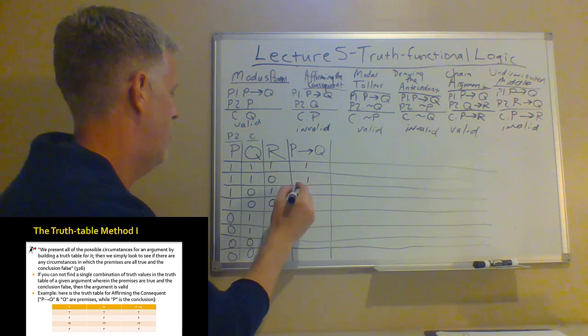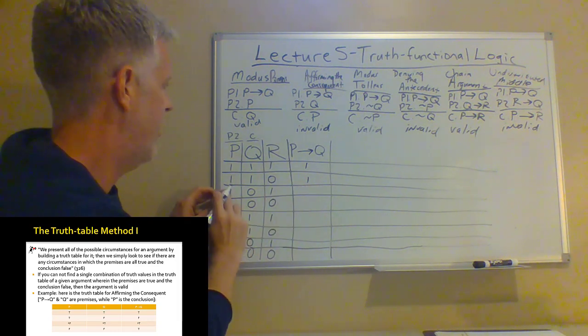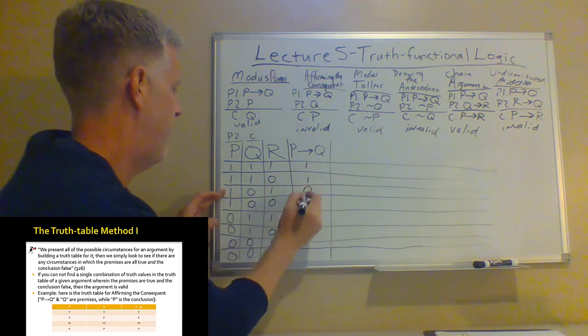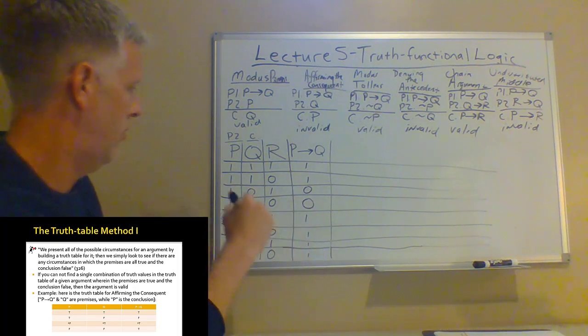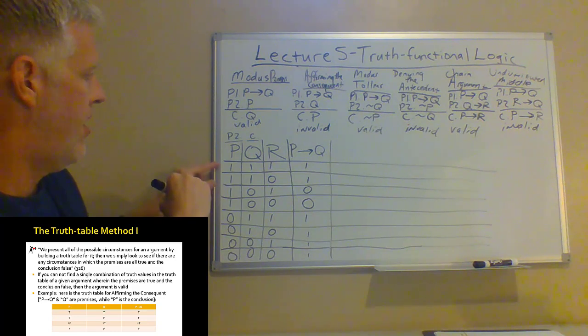True, true. Here's an instance where the antecedent is true and the consequent is false, so that's going to be false. Same thing here. True, true, true, true. Okay, hopefully that makes sense why I'm doing that.